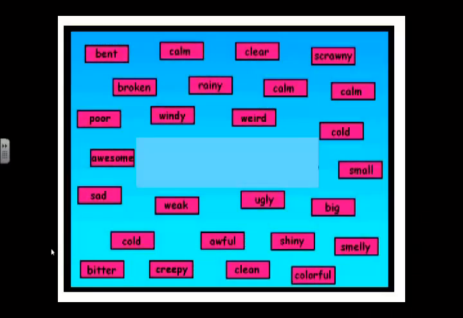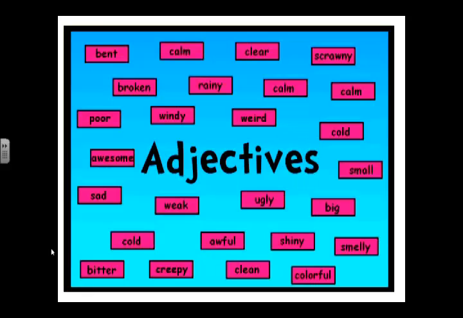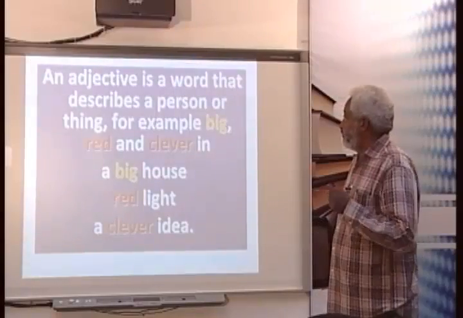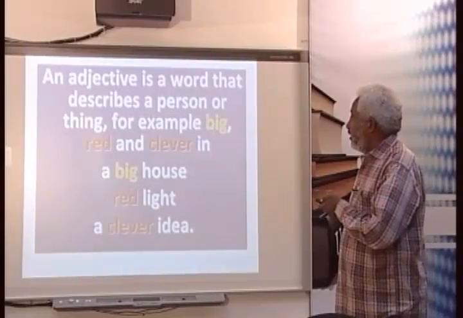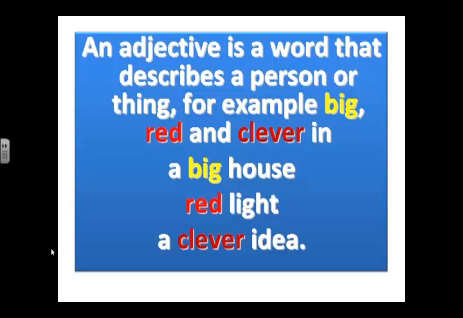The other category is adjectives. It's a very big class of words, and you can see some of them. If they are clear, you can see them in the boxes here. Now, an adjective actually describes a person or describes a thing, right? For example, if I have the word big and the word red and the word clever, these are adjectives. For a house, which is a thing, I can say a big house. For light, I can say red light. And for an idea, I say this is a clever idea, right?